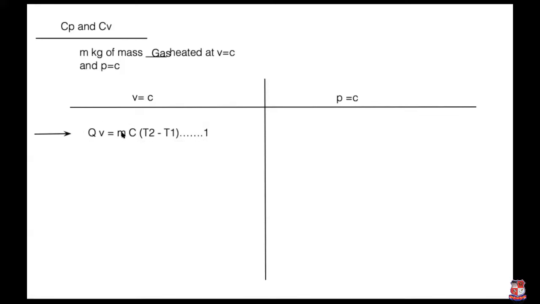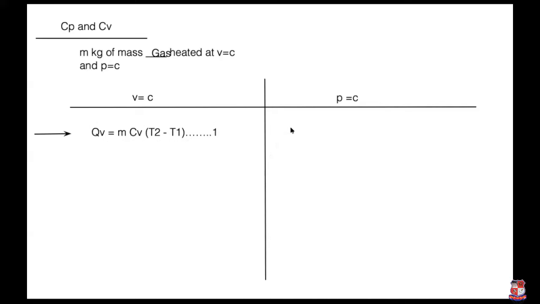Now what is the value of M? It is unit mass, but for concept purposes you have to write down MC delta T. But here, what you have to write down is QV, so here it is CV. So write down CV. Write down the equation again: QV is equal to M CV, T2 minus T1. That is equation number 1.